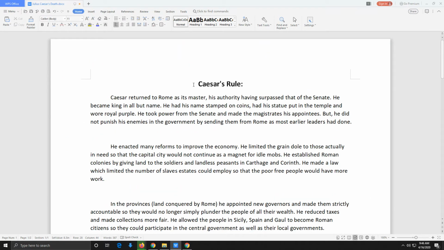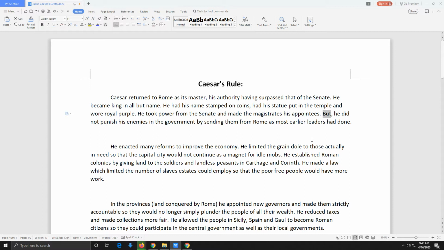All right, let's read page 1 here. Caesar's rule. Caesar returned to Rome as its master, his authority having surpassed that of the Senate. He became a king in all but name. He had his name stamped on coins, had his statue put in the temples, and wore royal purple. He took power from the Senate and made the magistrates his appointees.